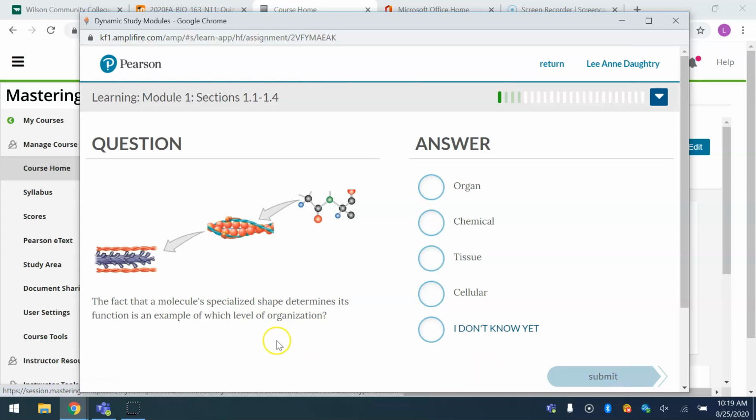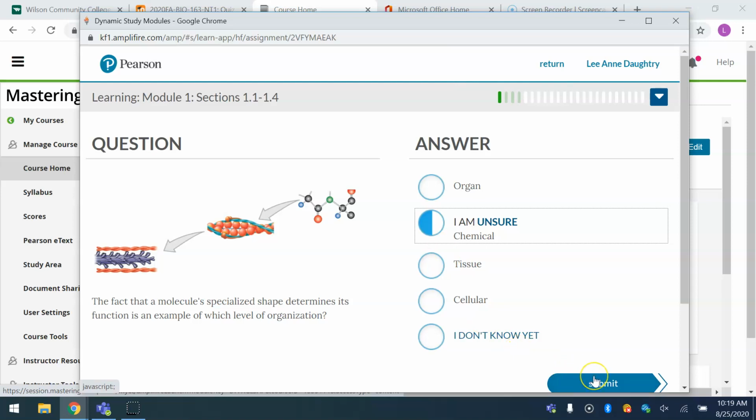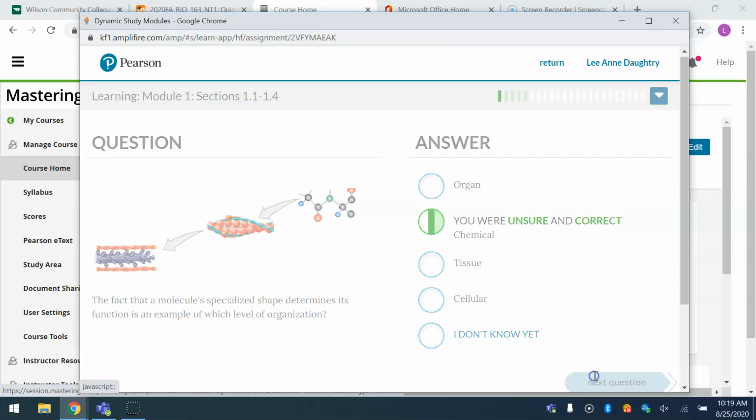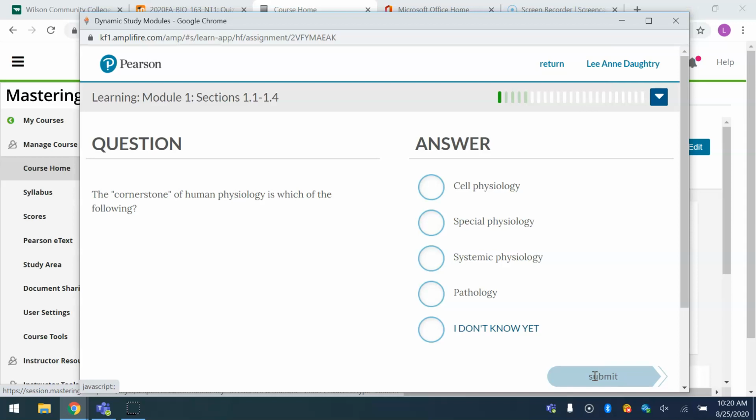And then the fact that a molecule's specialized shape determines its function is an example of which level of organization? A molecule's specialized shape. So molecules are chemicals. So I'm going to click chemical, but I'm not really sure. So I'm going to stay unsure that I was correct. But the program looks at it a little bit differently when you're unsure about a question, even if you get it correct. They still look at it as if you're not 100%, you're not really confident with that topic.